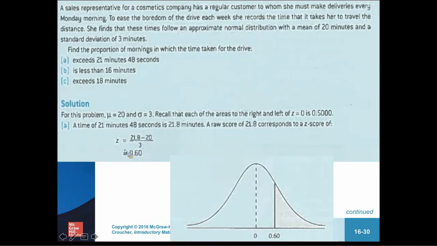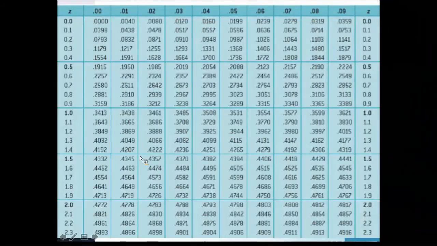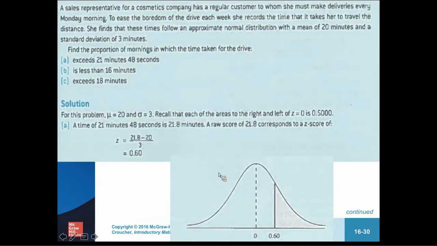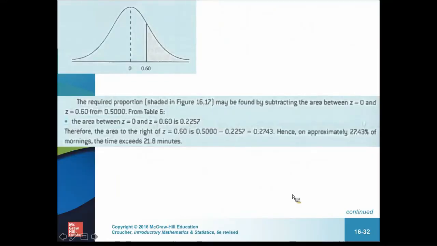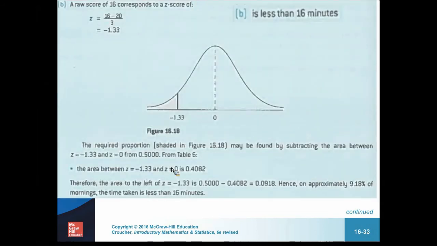21.8 minus 20, divide by 3 is 0.6, my Z-score, 0.6 of a standard deviation. Look through to my 0.6, there it is, an area of 0.2257. If that is 0.2257, I'll need to go 0.5 minus that, and that's on the next page. So 0.5 minus the area of 0.2257 gives me the result I'm looking for, 27.43% of the time it would exceed 21.8 minutes.